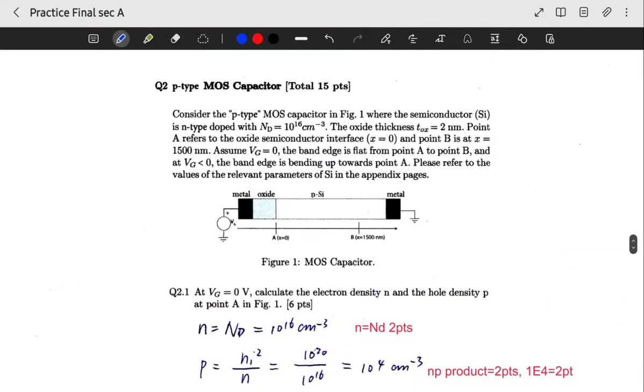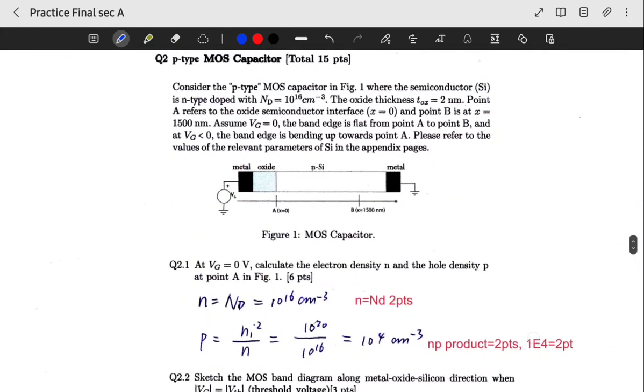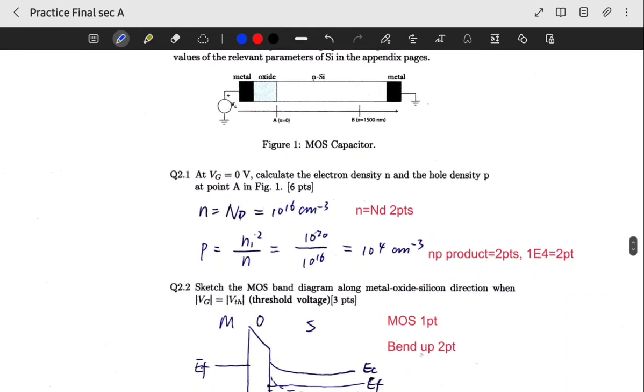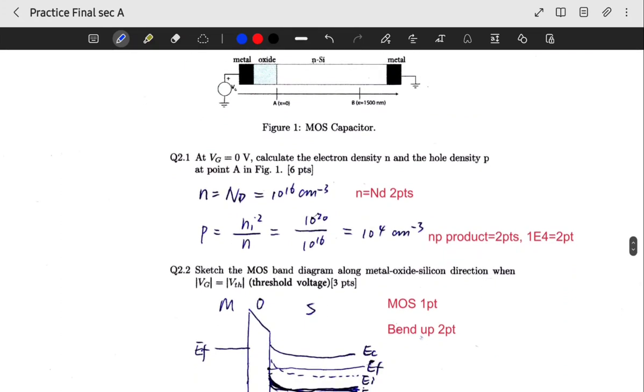And here question 2 is asking about the P-type MOS capacitor. We typically deal with the N-type MOS capacitor, and here you have to be careful, because this one is P-type, it works just the opposite. So let's go over question 2.1. At Vg equals 0, calculate the electron density n and the hole density p at point A. Here, point A.